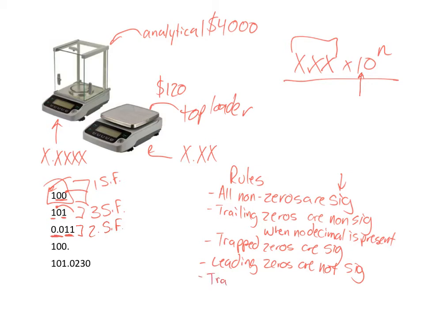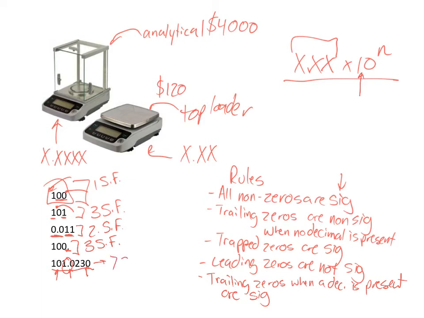Trailing zeros, when a decimal is present, are significant. This decimal is important. So when I look at this 100 here with this decimal, this actually has 3 sig figs. When I look down here at this big number, this is a trapped 0, it's significant. This is a trapped 0, it's significant. And this is a trailing 0, but the way we can tell that it is significant is because we have a decimal point here. So I have 1, 2, 3, 4, 5, 6, 7 sig figs with this number.